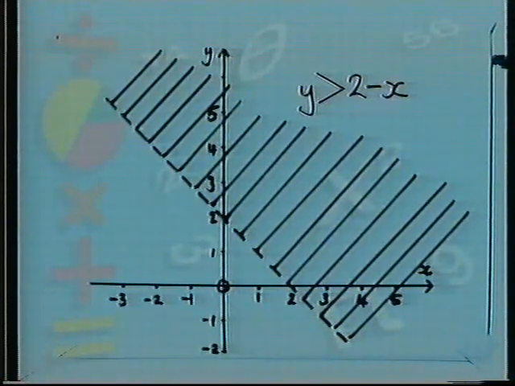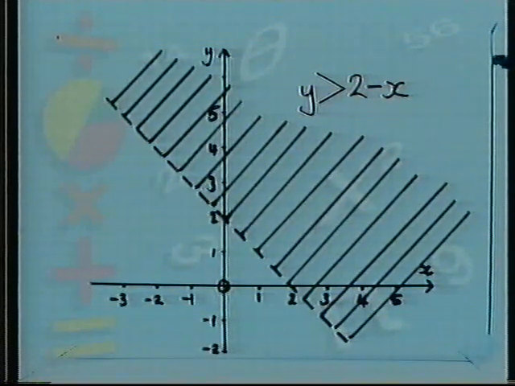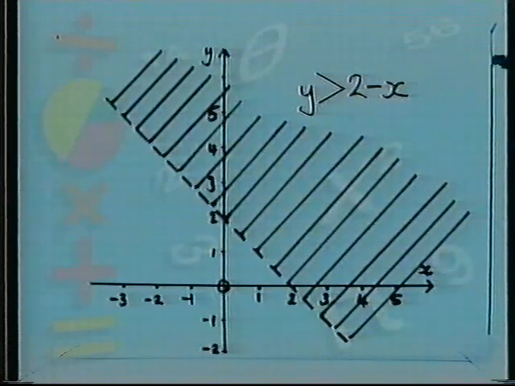Now one thing to remember is if the sign is greater than or less than, the line is dotted and a valid point can't be on the line. But if it's less than or equal to, or greater than or equal to, it's drawn as a solid line, and the points on it are included in the region.